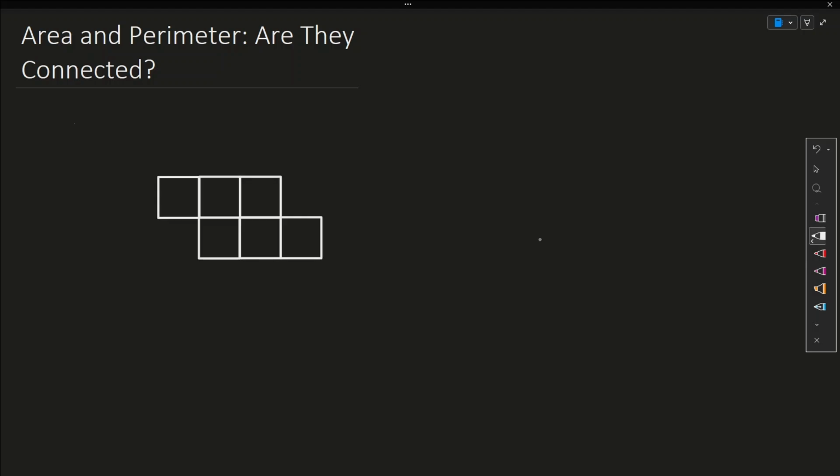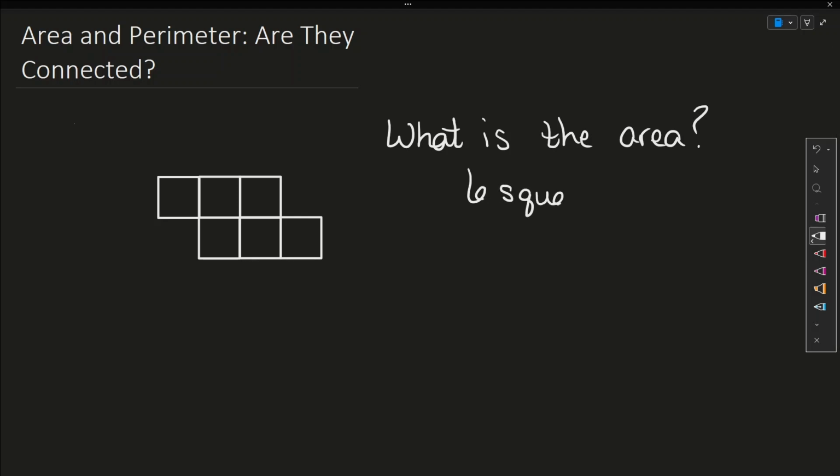Let's suppose we have this shape made of 6 square tiles. Let's ask 2 questions. First, what is the area? The area is the number of square units inside the figure. Since this figure is made up of 6 square tiles, our area is 6 square units.